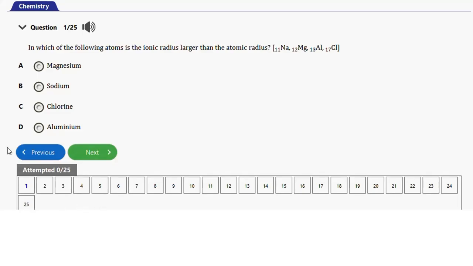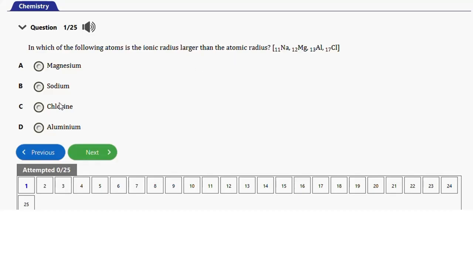Let's get started. The first question says, in which of the following atoms is the ionic radius larger than the atomic radius? So guys, the right option in this question will be option C, chlorine. In periodicity, both ionic radius and atomic radius increase down the group and decrease across the period. So the answer to this question is chlorine, which has the highest atomic number, 17.